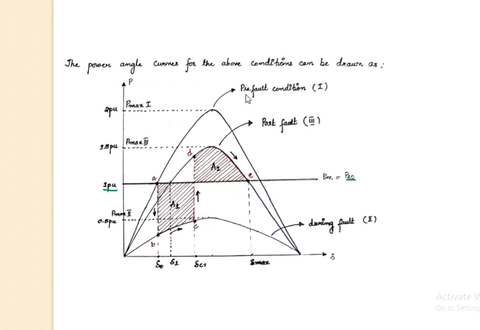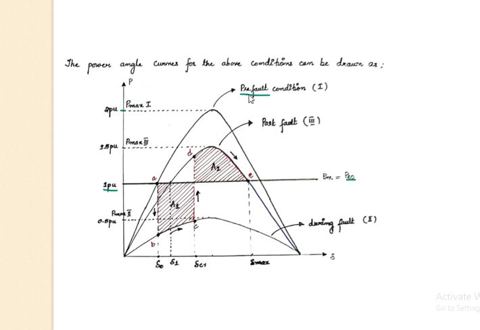Now, first we will draw the curve for the pre-fault condition. In the pre-fault condition, the maximum value is given as 2 per unit. Okay, so you can mark in the scale a 2 per unit. Now by joining all the three, you can draw a curve like this, and this curve represents the power angle curve for the first case, that is pre-fault condition.